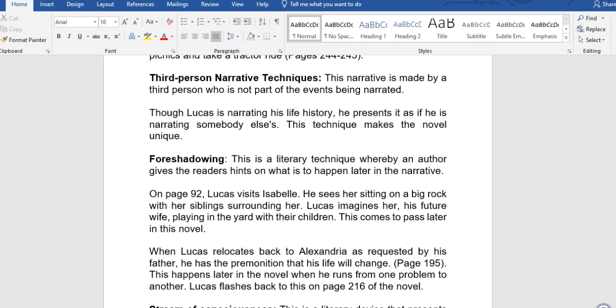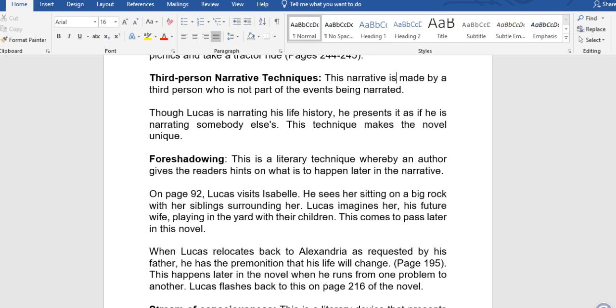There is also the use of third-person narrative techniques. This narrative is made by a third person who is not part of the event being narrated. That is the definition of third-person narrative techniques. That is, the person will be narrating the event that he is not part of. But this novel is different. The narrator is part of the event in the novel, but he makes use of third-person narrative techniques. Though Lucas is narrating his life history, he presents it as if he is narrating somebody else's life history. The technique makes the novel unique.